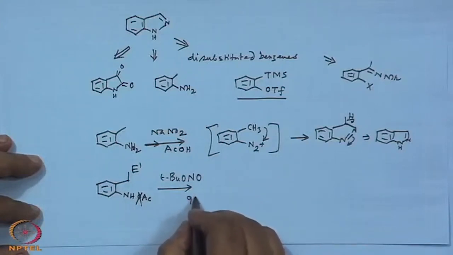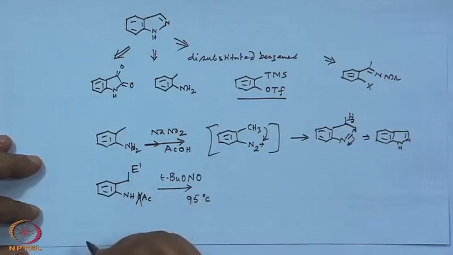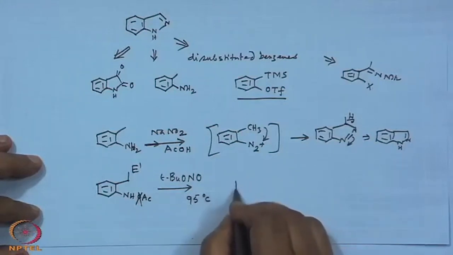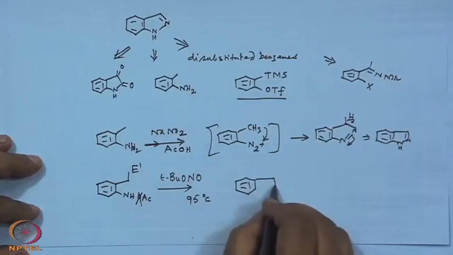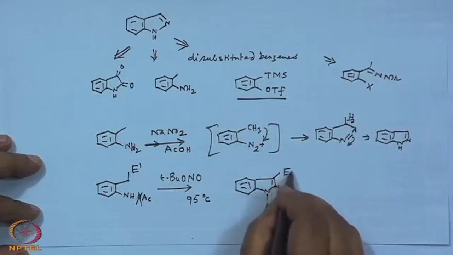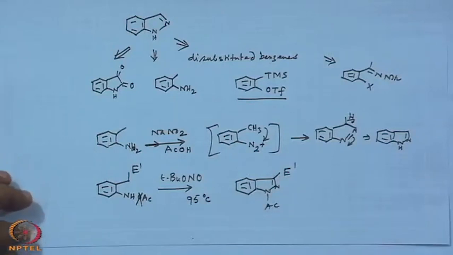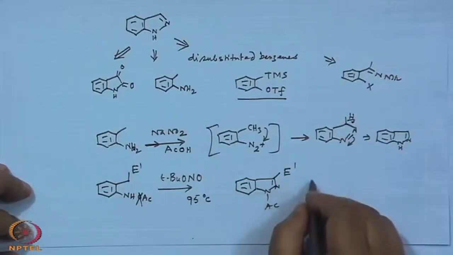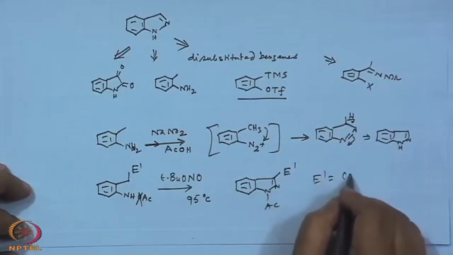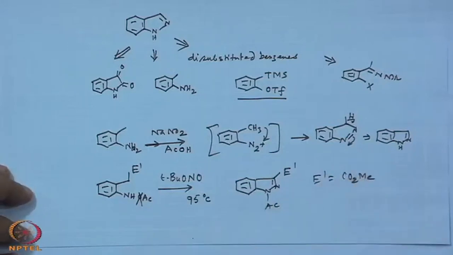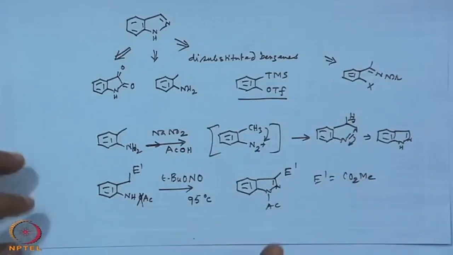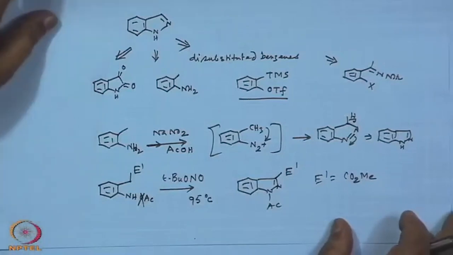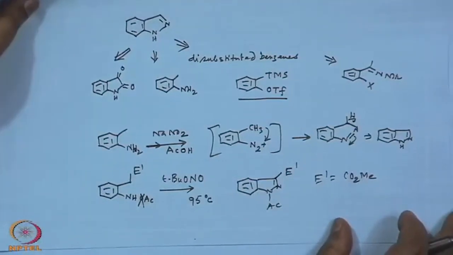In this case there is a solvent I have missed, but the temperature required is around 190 degrees centigrade, and in analogy to the previous example, one can write this structure here as an N-acetyl indazole, and of course, E1, all of us know E1 stands for the methyl ester, right, in our case. So, like this you can nicely get access to these indazole derivatives.